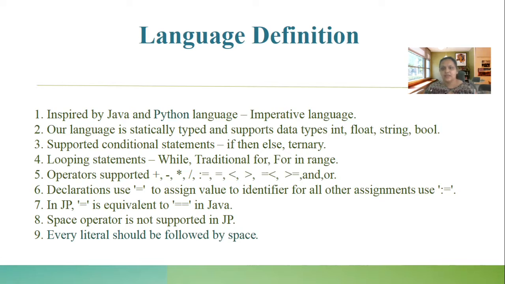Other than this, it is similar to Java and Python in that it supports data types int, float, string, and boolean. We also support if, then, else, and ternary operators. Alongside, JP supports while, traditional for with range keyword. Space is an operator that is not accepted by JP. Every literal should be followed by a space while writing the program.